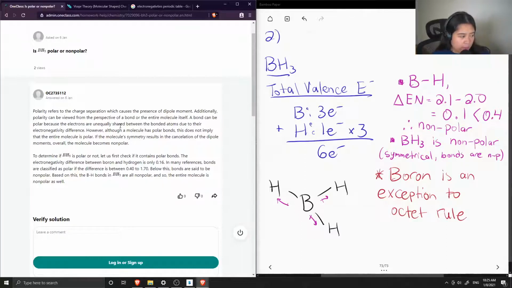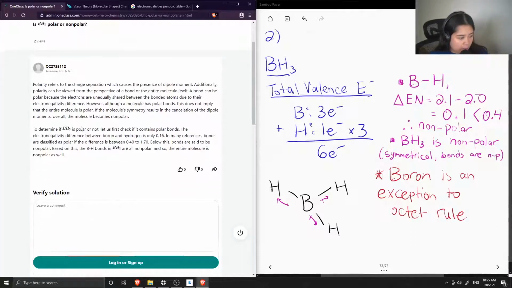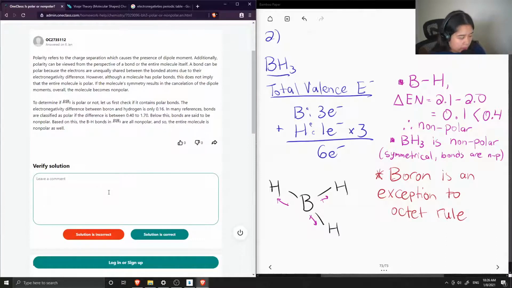So even that, usually it can also be 0.5 to 1.69. So a lot of references say different things. But below this, bonds are said to be nonpolar. Based on this, the BH bonds are all nonpolar, so the entire molecule is nonpolar as well. Yep, so this solution is correct.